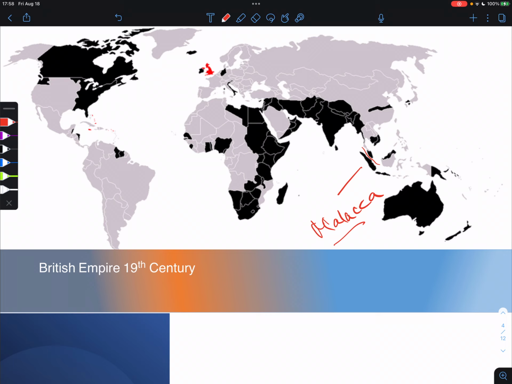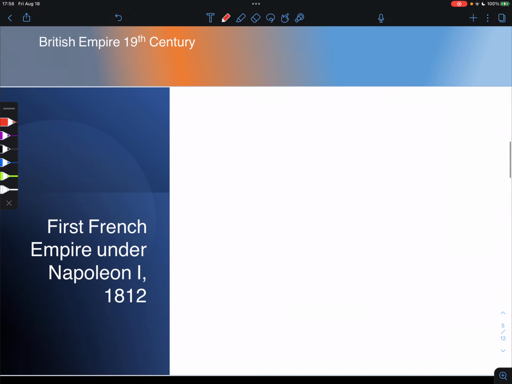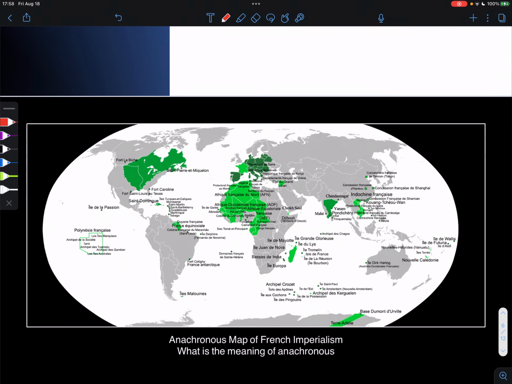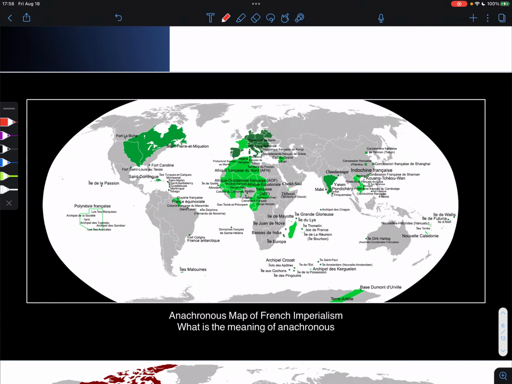This is down below, under, right? This is Australia, and all over Southeast Asia. So this is the British Empire. We don't have the first French Empire, but this is an anachronous map of French imperialism.